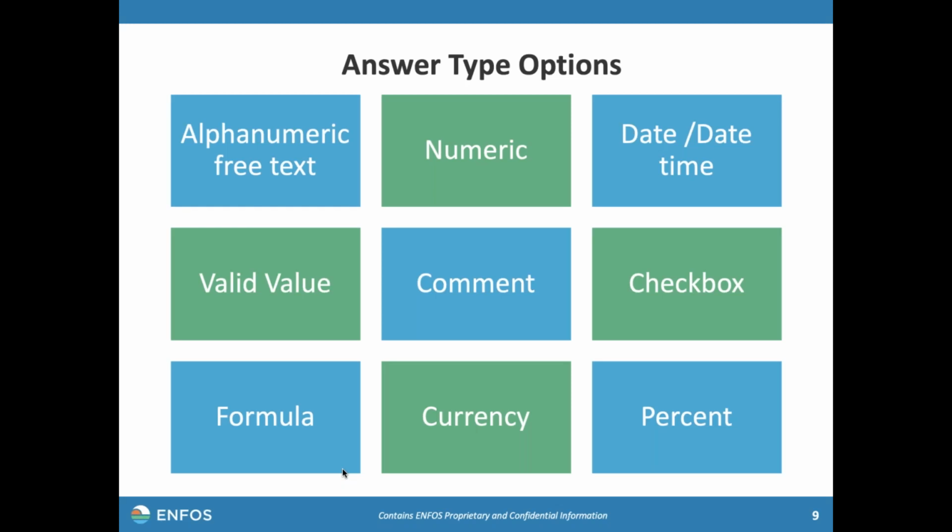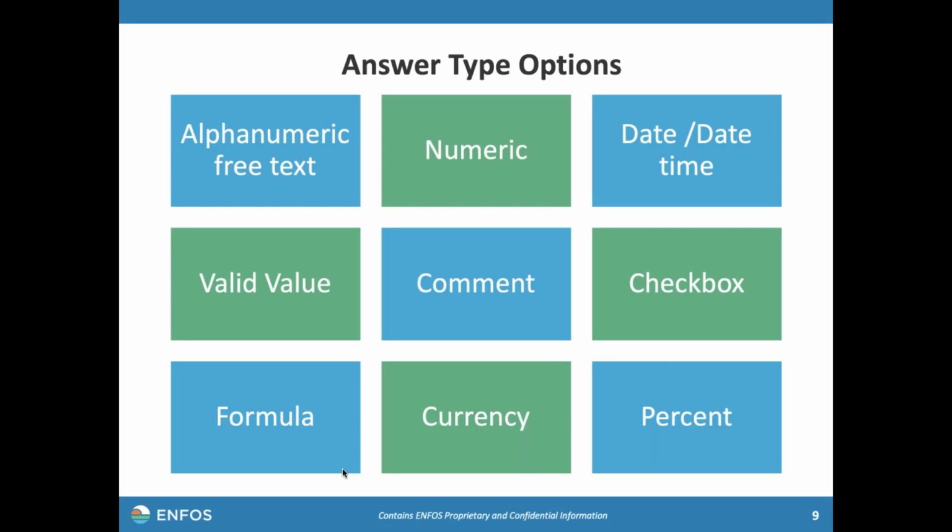Comment box, this one's a little newer. If you're a client that has been using ENFOS for a while, I know you're really familiar with the ones we've talked about. The rest of these are a little newer. Comment box is just like alphanumeric, but it's larger, right? It's a bigger box for the users to type in, and it just makes it easier. Checkbox is cool, right? Instead of using a yes or no valid value list, we can do a checkbox, and the user can use that checkbox to verify that what they have entered is a yes, right, by checking it.